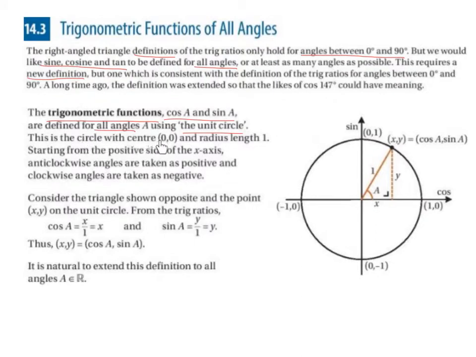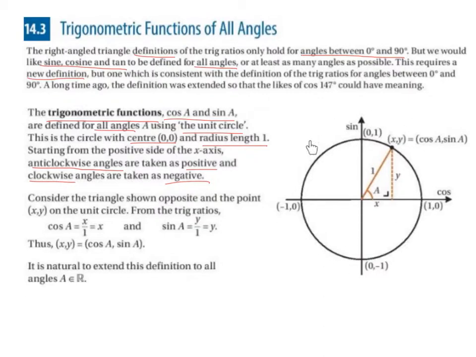This is a circle with the centre 0, 0 and radius length 1, which is why it's called a unit circle, because it has a radius of 1 unit. Starting from the positive side of the x-axis, anti-clockwise angles are taken as positive and clockwise angles are taken as negative.